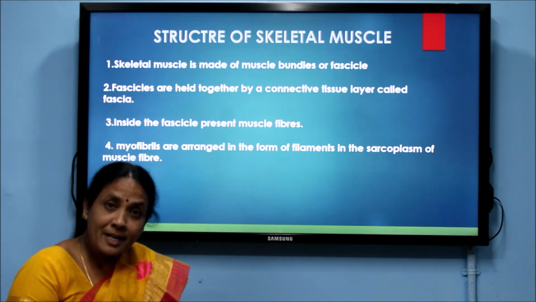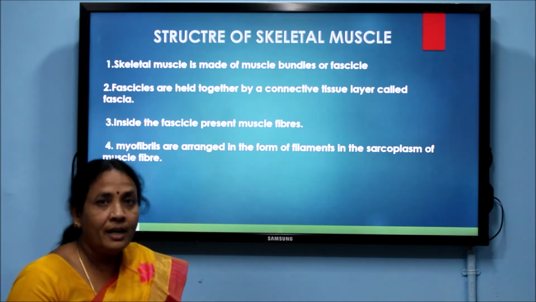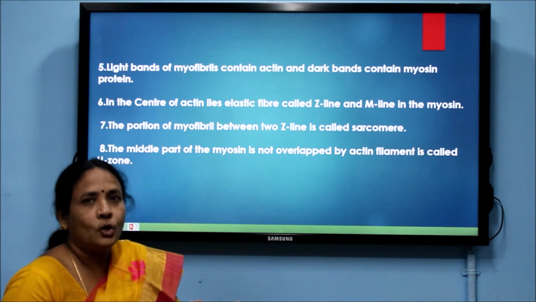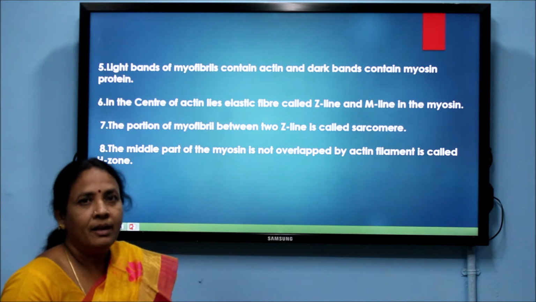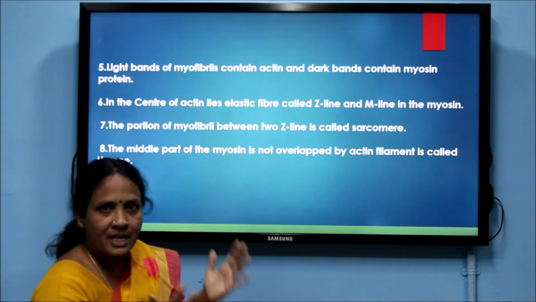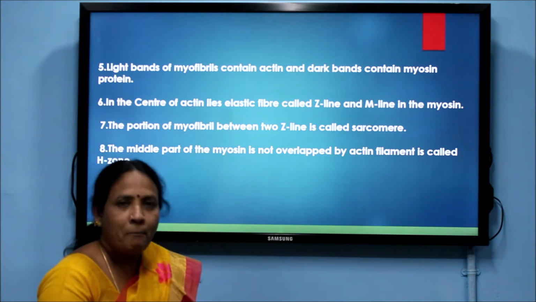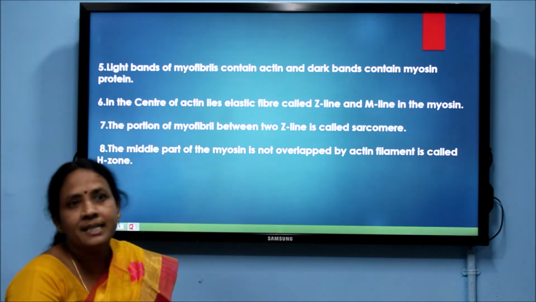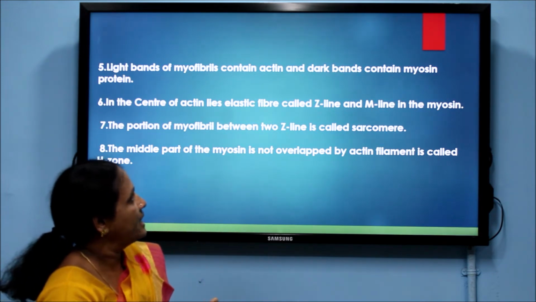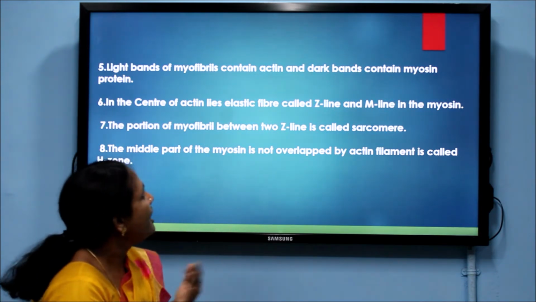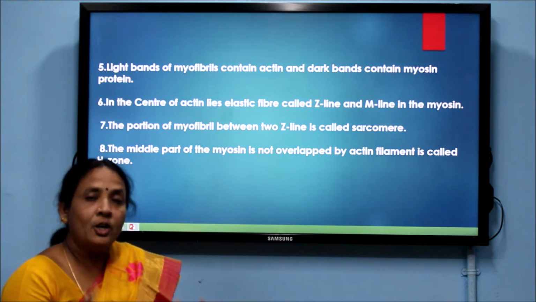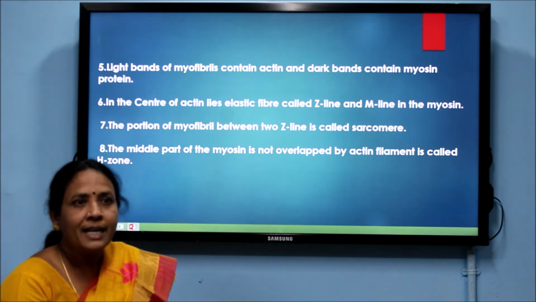The muscle fiber is also a cell. It is surrounded by a membrane called the sarcolemma. Then inside, the cytoplasm-like structure is said to be the sarcoplasm, and inside that muscle fiber the sarcoplasmic reticulum is present. The sarcoplasmic reticulum is a reservoir of calcium.